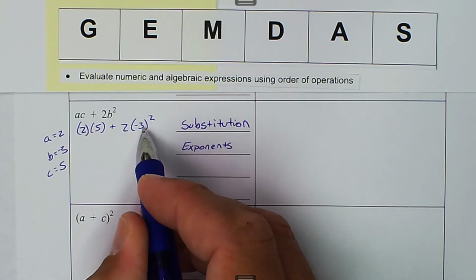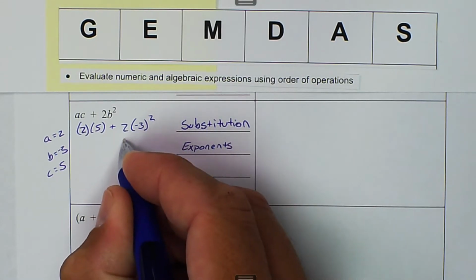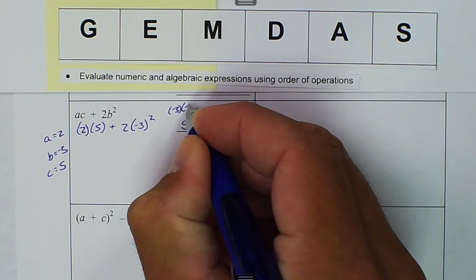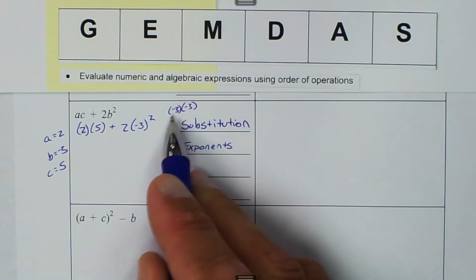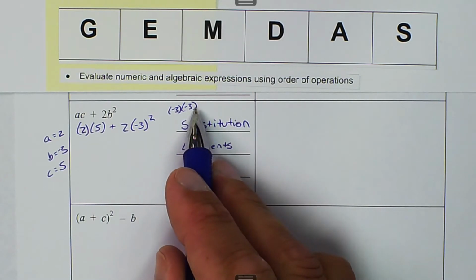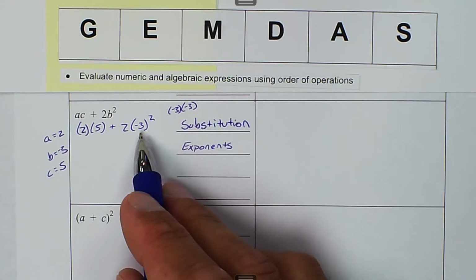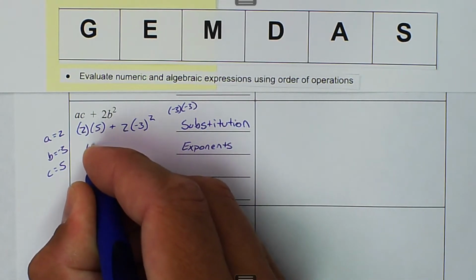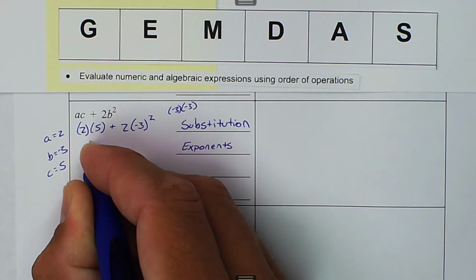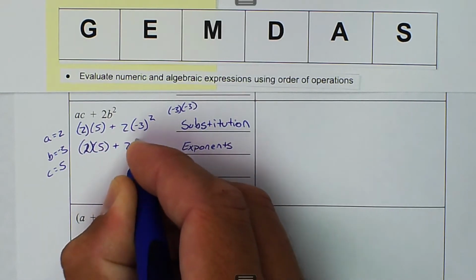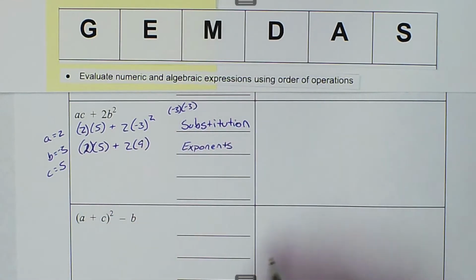And remember, exponent means negative 3 times negative 3. So we can write that over here. Negative 3 times negative 3. If we substitute that in our calculator, remember it should be positive 9, because 2 negatives multiplied together is a positive. So we may have to make sure we write that down correctly as a positive 9. So then we get 2 times 5 plus 2 times 9.